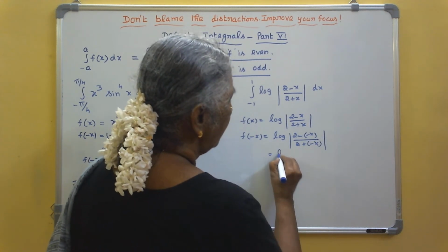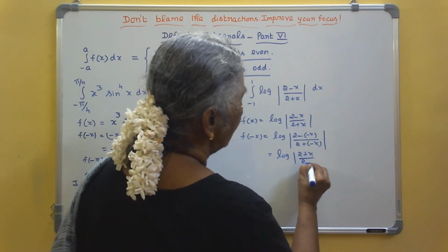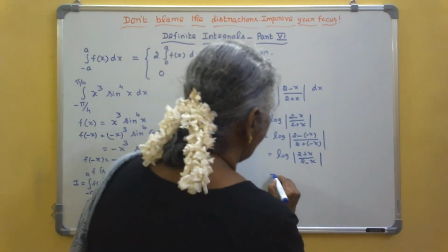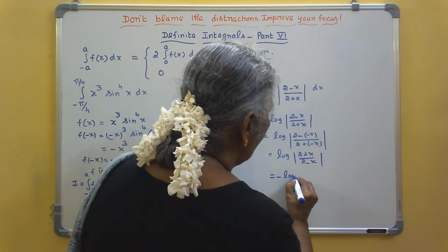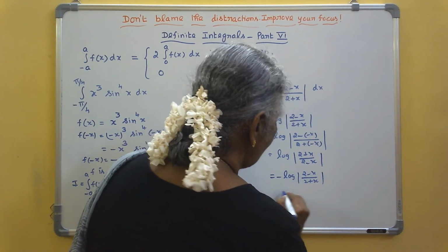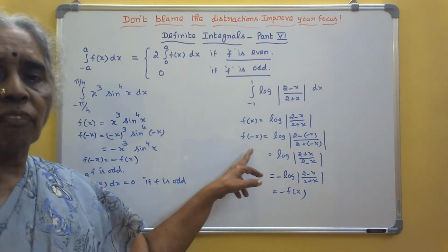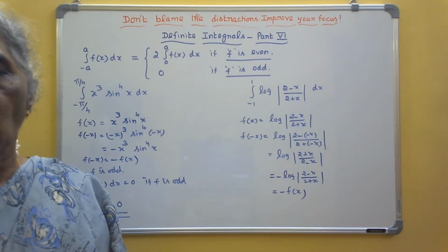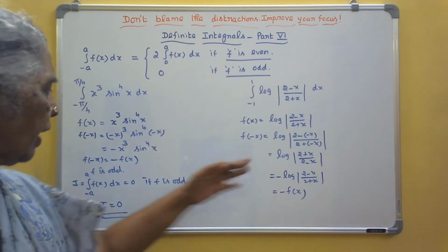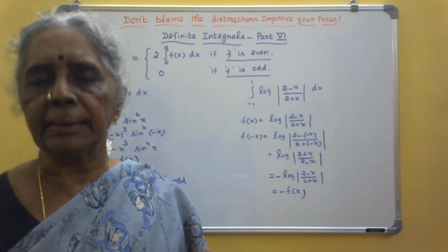Okay. That will be equal to log (2 plus x)/(2 minus x). This is nothing but I can write this as minus of log (2 minus x)/(2 plus x), which is minus of f of x. Do you follow? So f of minus x is minus of f of x. So even here f is an odd function, therefore write that property. So this also becomes 0.